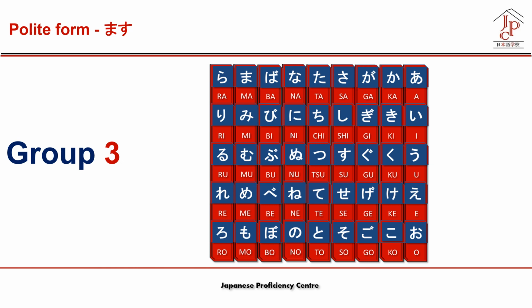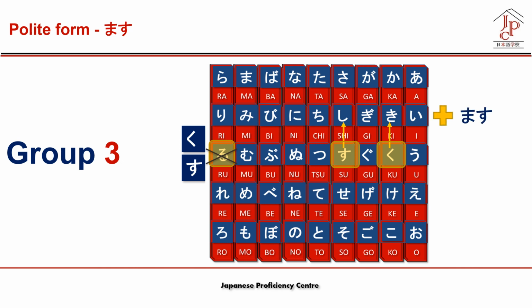Let us move on to group 3 verbs. We all know that third group verb also ends with letter ru. To be specific, there are only 2 group 3 verbs, namely kuru and suru. When you apply rule 1, the last letter ru gets dropped off and you will have only su left out from suru and ku left out from kuru. When you apply rule 2, su becomes shi and ku becomes ki. Now apply rule 3. Attach mas at the end.